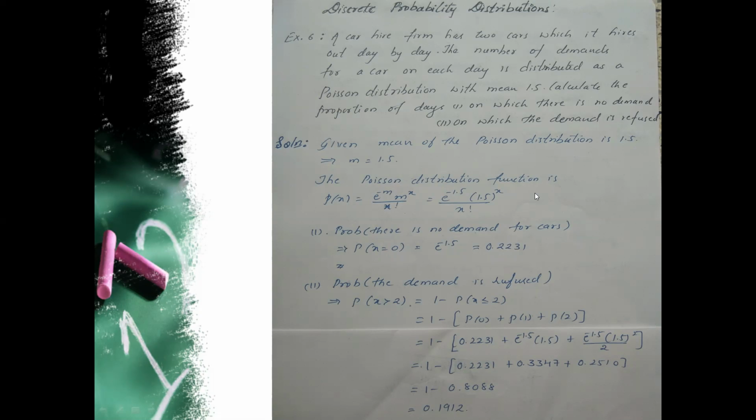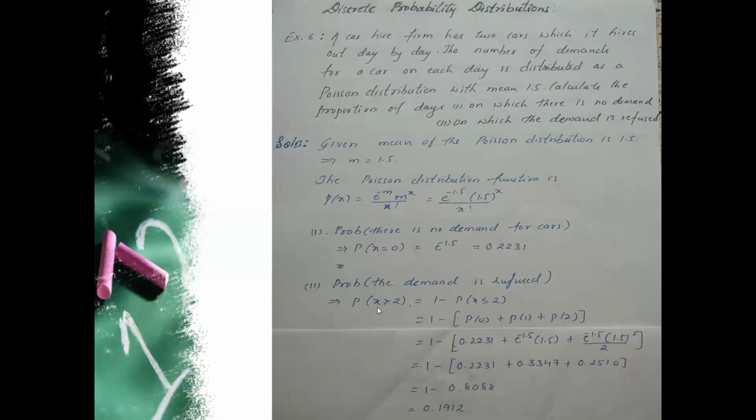The second question is on which the demand is refused. So here demand is refused means there are two cars with the company. Now when they can refuse the demand is if the demand is for more than two cars. If their demand is for one, they can hire out. If the demand is for two, they can hire out. They have only two cars. When there is demand for more than two cars, then they will refuse the demand.